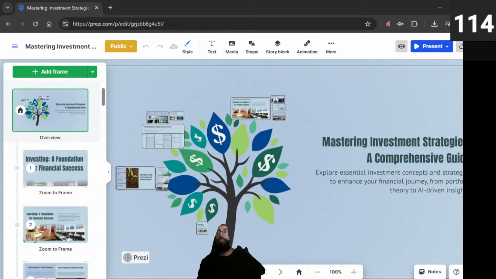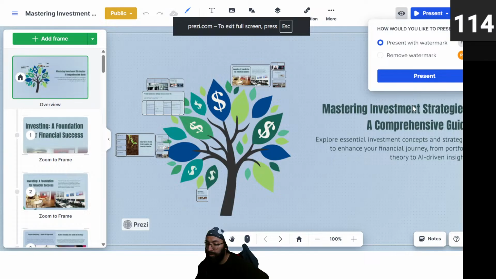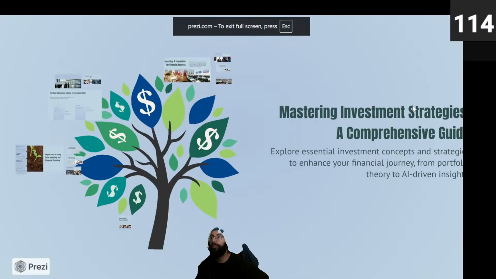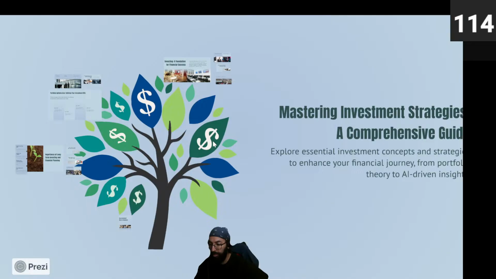Okay, so I'm going to go over an investment strategies comprehensive guide. This is a presentation that is made with AI, and we're just going to go over it and see how useful it is. I did give it some prompts, so let's see how much it really tells us. I think there's not a way to get a laser, but okay, let's just go through it.